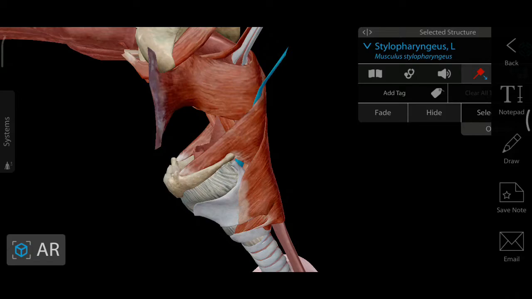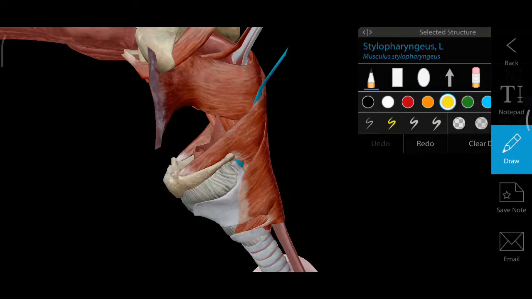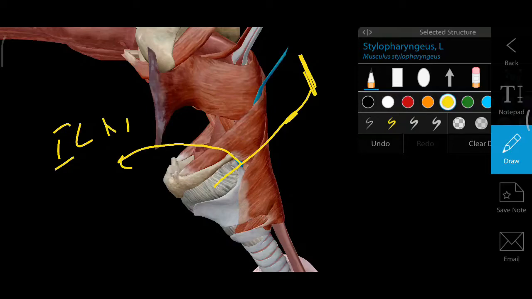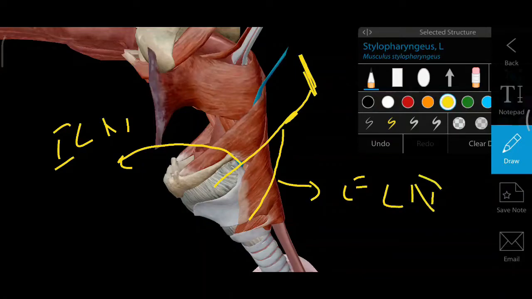So now let's look at the structures passing between the middle constrictor and the inferior constrictor. Here also we have two structures. The first one is the internal laryngeal nerve, and the second one is the superior laryngeal vessels. So let's see it. Guys, this is the vagus nerve. It will give a branch that is called the superior laryngeal nerve. It will get divided into two parts, that is the internal laryngeal nerve and the external laryngeal nerve.